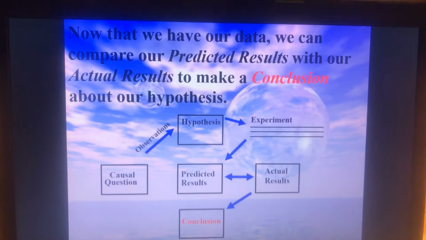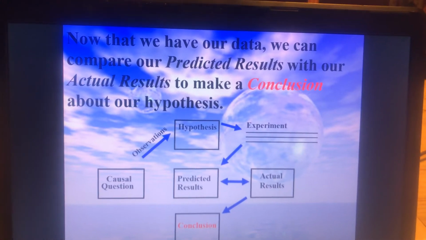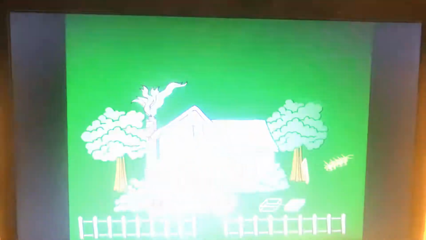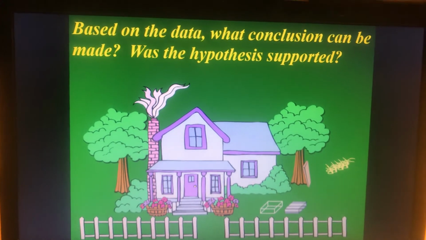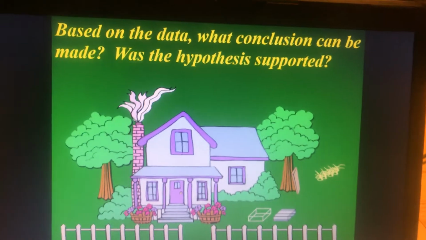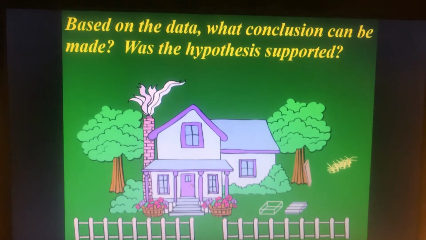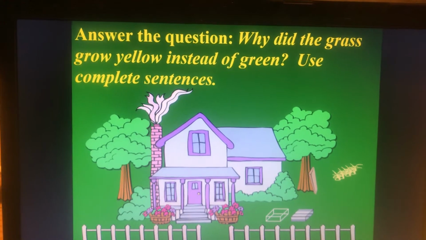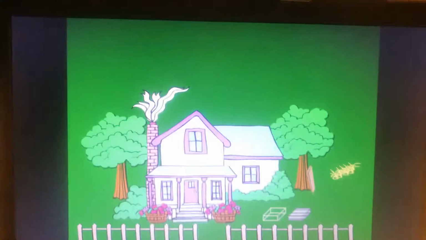Now that we have our data, we can compare our predicted results with our actual results to make a conclusion about our hypothesis. Based on the data, what conclusion can be made? Was the hypothesis supported? Answer the question: why did the grass grow yellow instead of green? We're going to use complete sentences here.